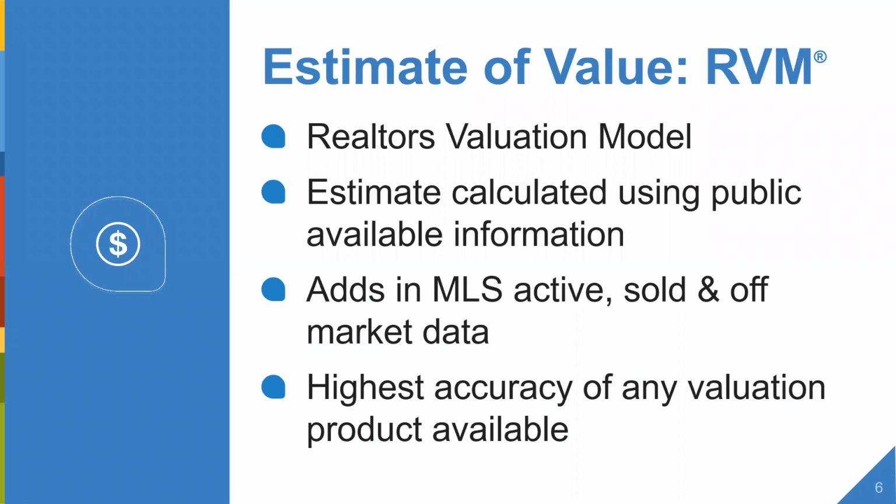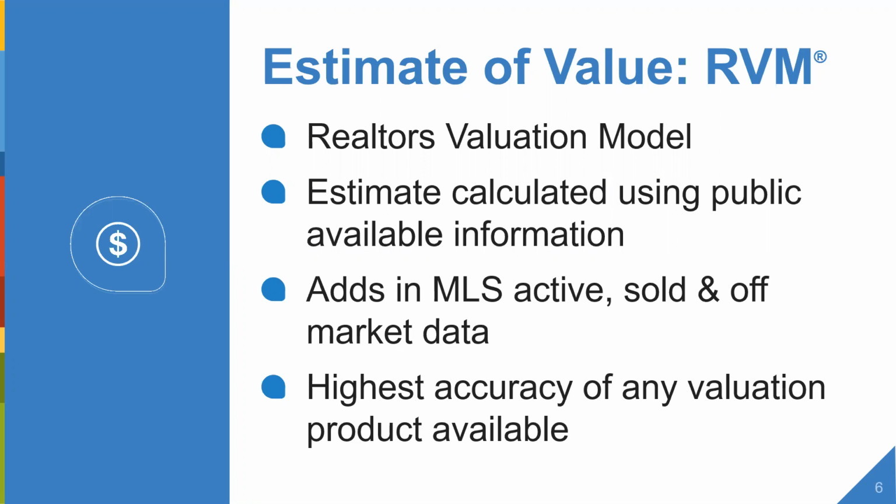Now, RPR actually has their own proprietary format, which is called the RVM, which is the Realtor's Valuation Model. This estimate is calculated using, again, publicly accessible information, but they're also including a lot of the MLS information, both sold and off-market data. So that means they're pulling from way more sources of information than even Zillow would have access to. Same thing with Realist. Realist also pulls a lot of information in, just to make sure that they have as much information to give you an accurate estimate as possible.